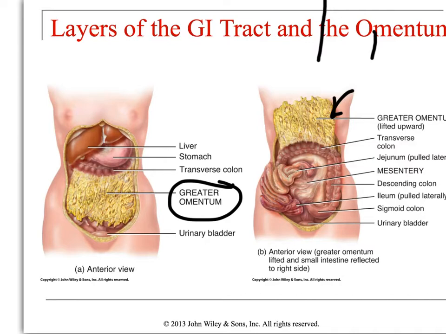The mesentery is going to be that tissue that's in between the small intestines. There's also tissue in between the parts of the colon, and that's called the mesocolon.